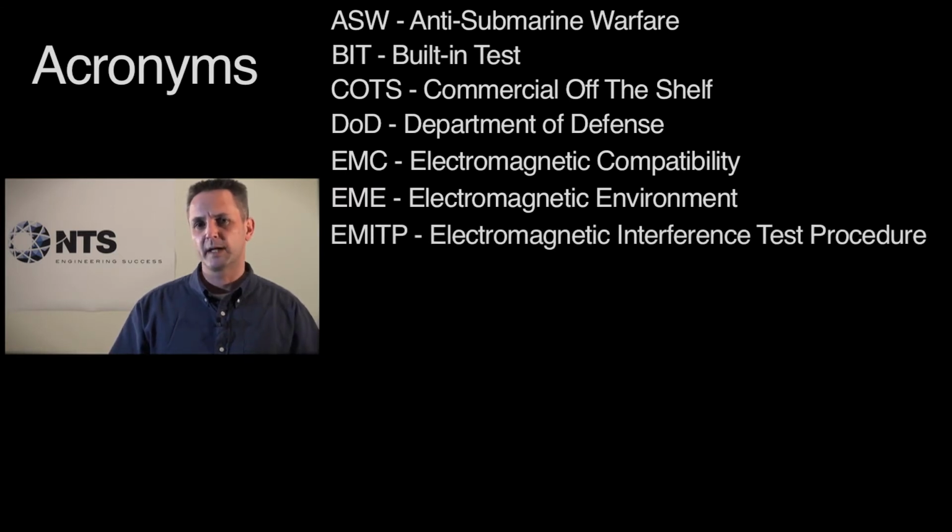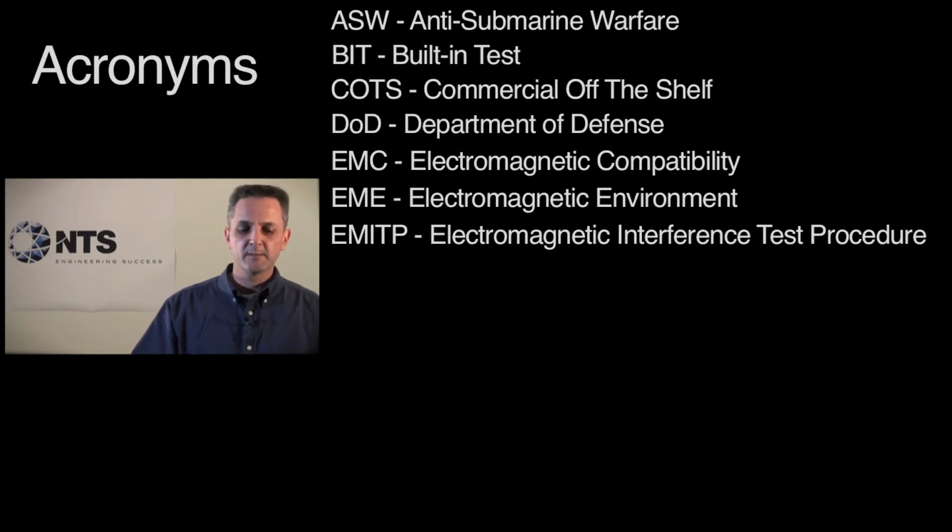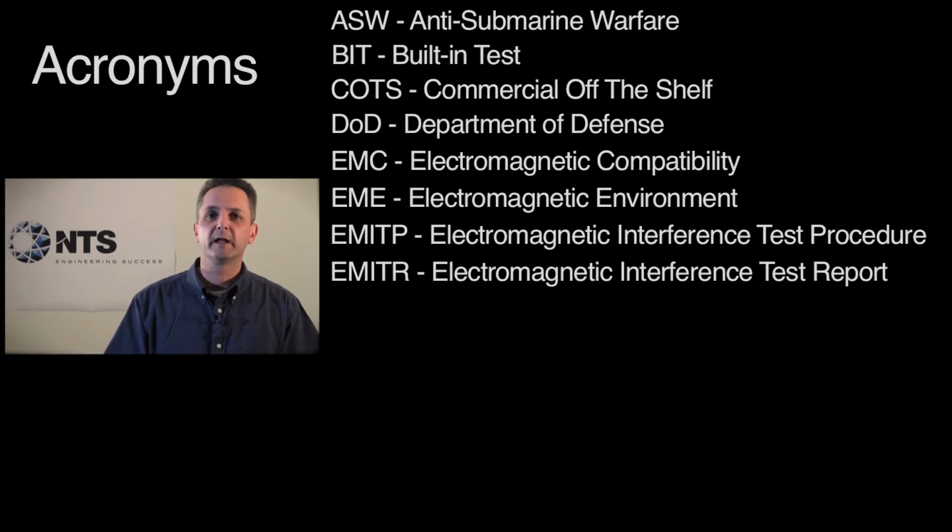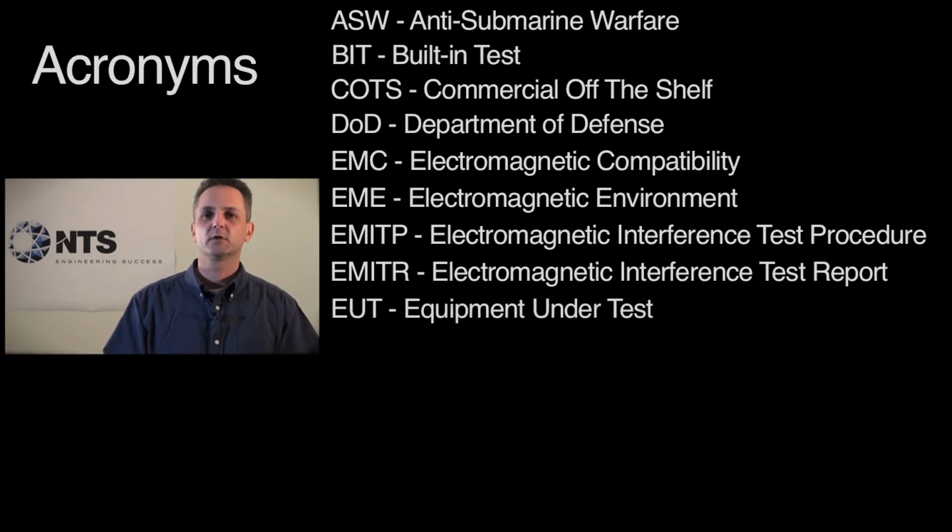EMI-TP stands for an electromagnetic interference test procedure, which is required by MIL Standard 461F. We'll get to that in a minute. EMI-TR stands for an electromagnetic interference test report. These are commonly used to record and present all of the results from a formal EMI test project. EUT stands for equipment under test. This is a common term used throughout the entire document, and it defines the equipment that's being used or certified for a particular platform installation.